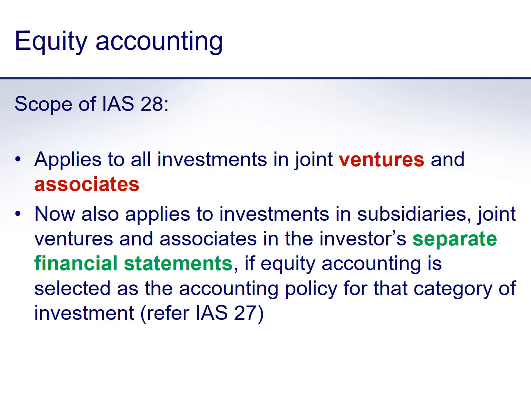Which takes us to IAS 28 on investments in associates and joint ventures. Previously, IAS 28 only applied to associates or to joint ventures in which the investor had opted to apply equity accounting instead of proportionally consolidating. The amended IAS 28, which we're discussing now, applies to all investments in joint ventures and associates. It also applies to investments in subsidiaries, associates, and joint ventures in the investor's separate financial statements, if equity accounting is chosen as the accounting policy for that type of investment. I'll discuss that in just a moment when we look at IAS 27.